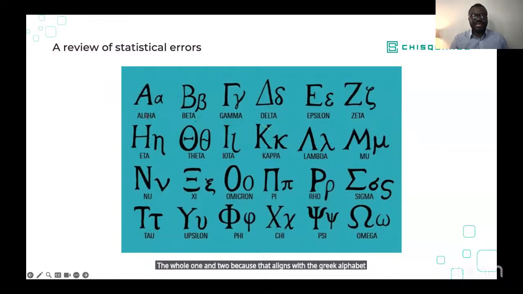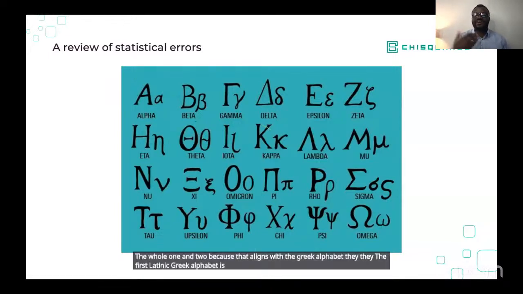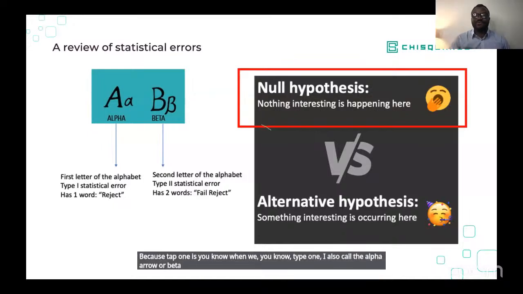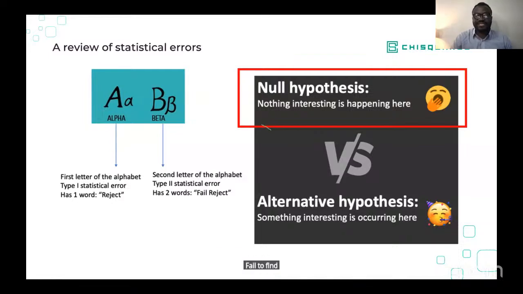The first letter in the Greek alphabet is alpha. The second letter is beta, right? So that's why we call them type 1 and type 2. Type 1, also called the alpha error, is when we find something when it does not exist. Type 2 is when we fail to find something when it exists.